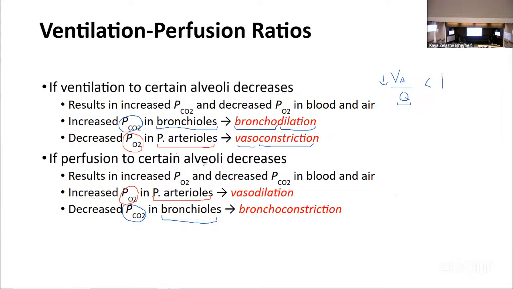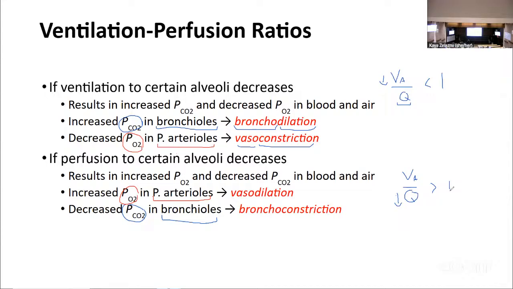Okay. So from the perfusion side, we might also have problems. We might have our ratio above 1, and if it's above 1, that means that we had a drop in perfusion. So in this case, we're going to do the same thing.